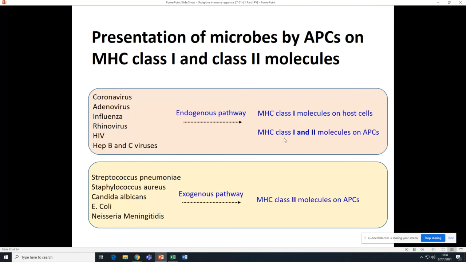on host cells. But on antigen-presenting cells, this is cross-presentation, and this is the wonder of these antigen-presenting cells. They can process the virus via MHC class 1 and 2. You will understand in my second lecture why I do that.